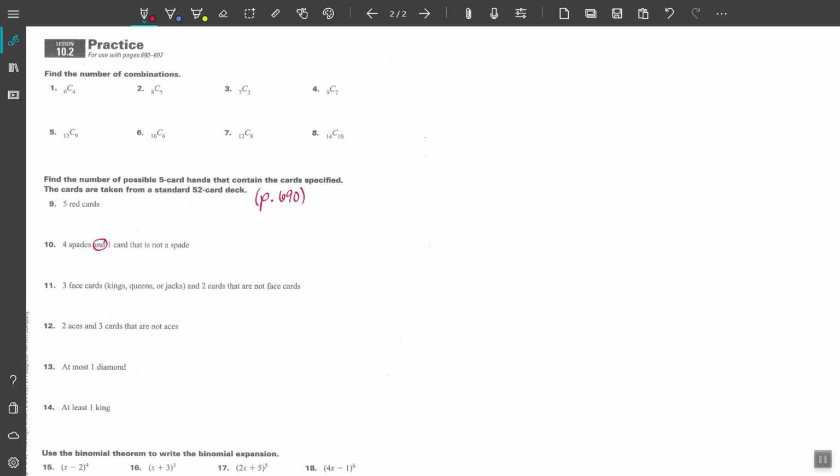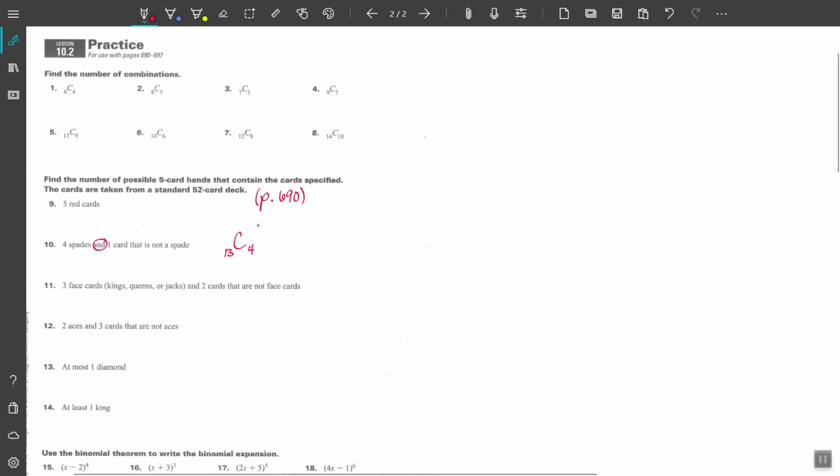So if you look at that illustration on 690, then you can easily determine that there are 13 spades. So that becomes your N. That's the group of objects we're going to select from. We want 4 of those spades, and so that becomes our R. We're going to try to select 4 of those out. 4 spades and 1 card that is not a spade.